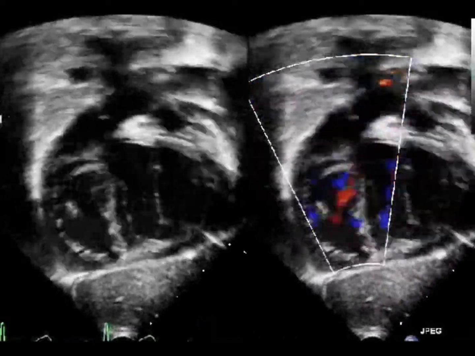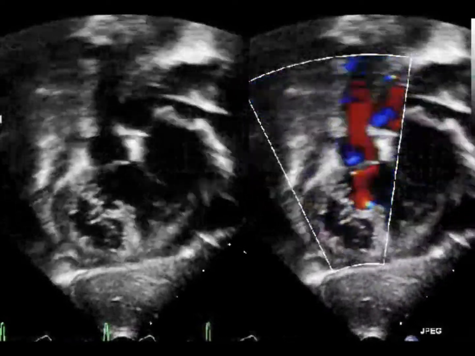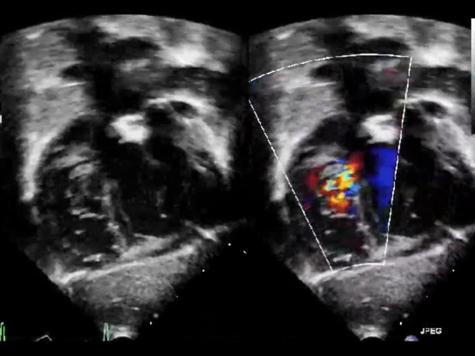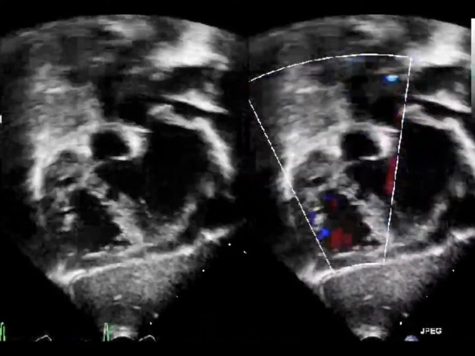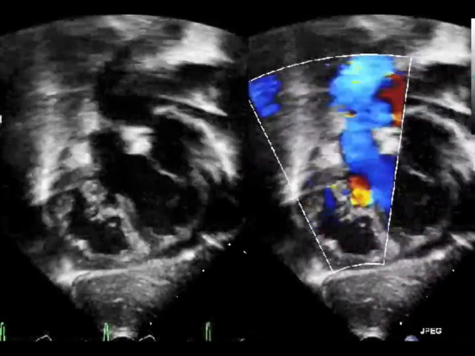This is again the same view, the subcostal long axis LVOT view. Review the series of images and try to pick out the abnormality. In 5 seconds, the slide will advance.